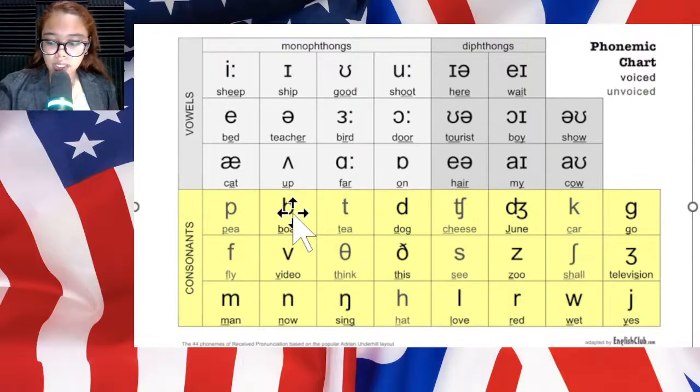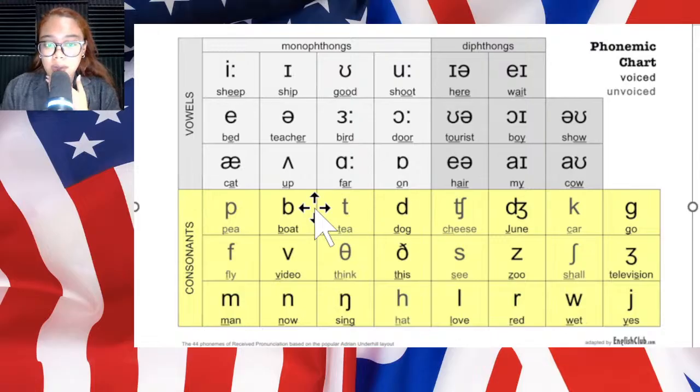However, they differ in what? P is voiceless while B is voiced. Again, P is voiceless or unvoiced while B is voiced. Meaning, P and B are pronounced in the same way physically, but P is unvoiced and B is voiced. So you hear vibrations, you feel vibrations when you try to pronounce the B sound.